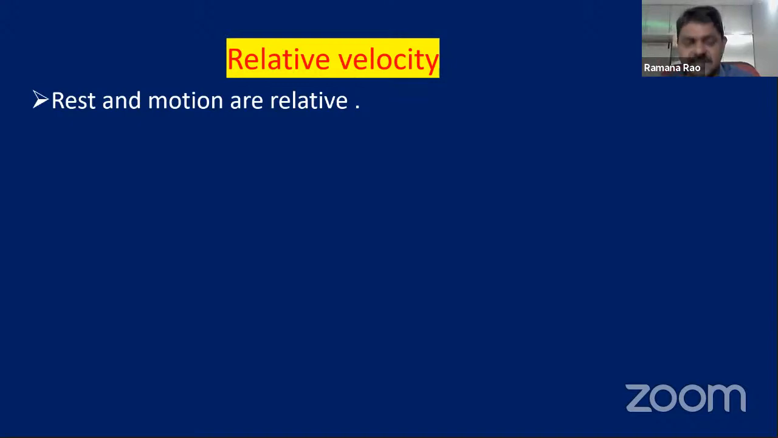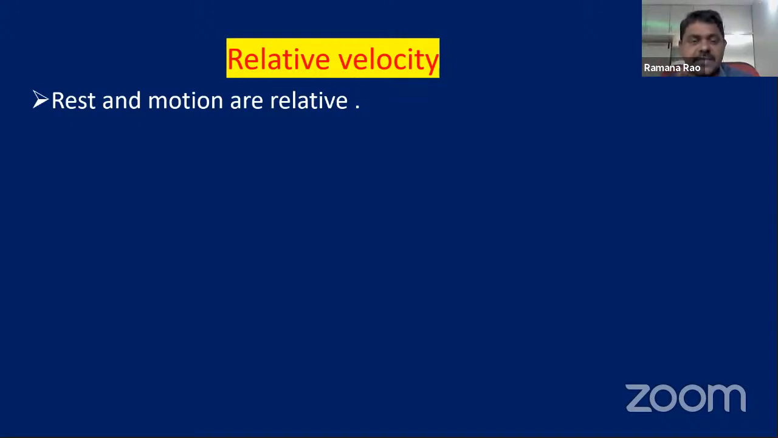Suppose you take you and your brother. Your brother is taller and you are shorter than your brother. That means your height is relatively smaller than your brother's height, and your brother's height is relatively more than your height. So you can compare. Relative is the difference. And as you know, rest and motion are relative. Dear students, remember, relative means difference.